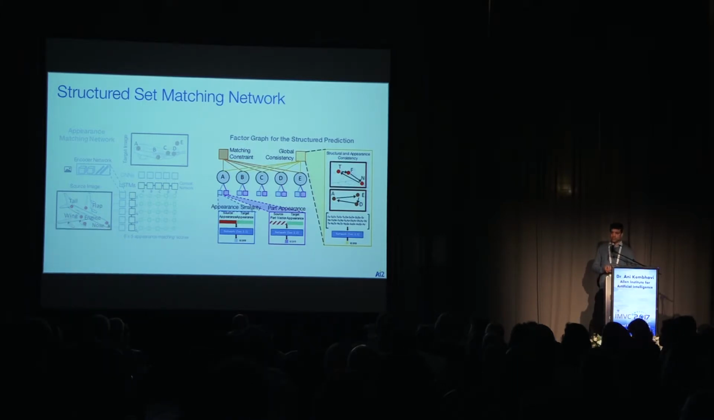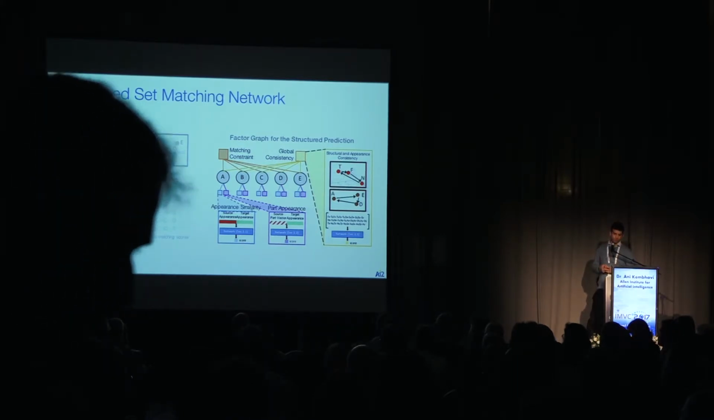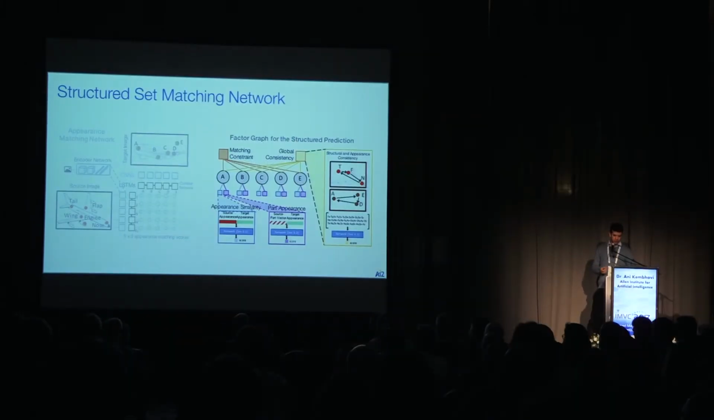For that, we use a structured prediction model, which has 4 factors. On the bottom left, you'll see appearance similarity. This is exactly what we have from the appearance matching network. You want to be able to match 2 parts that look similar to each other. The second thing is part appearance. Even though this is a one-shot scenario, and you will never have seen this category before, you might have seen the part before.